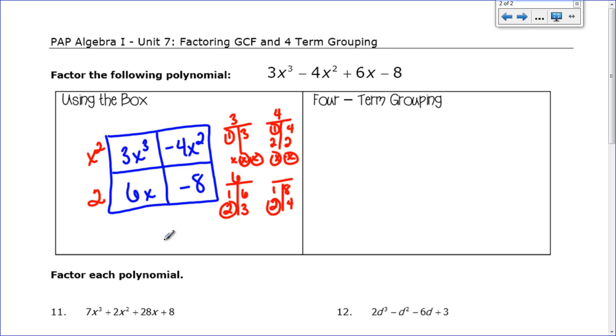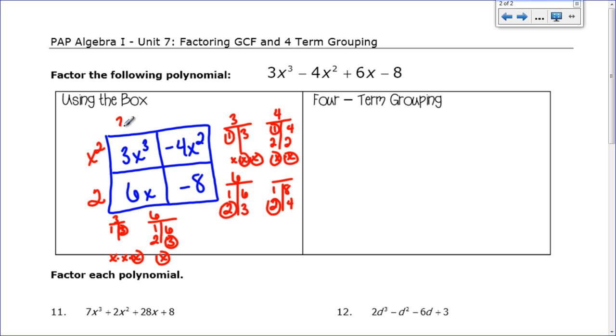Now for these rows, I've got to do it again. So for my 3, I already wrote them down, but I have 1 and 3. And then for the 6, I have 1 and 6, 2 and 3. And then I have my x cubed and my x. So they have the 3 in common, and they have an x in common.